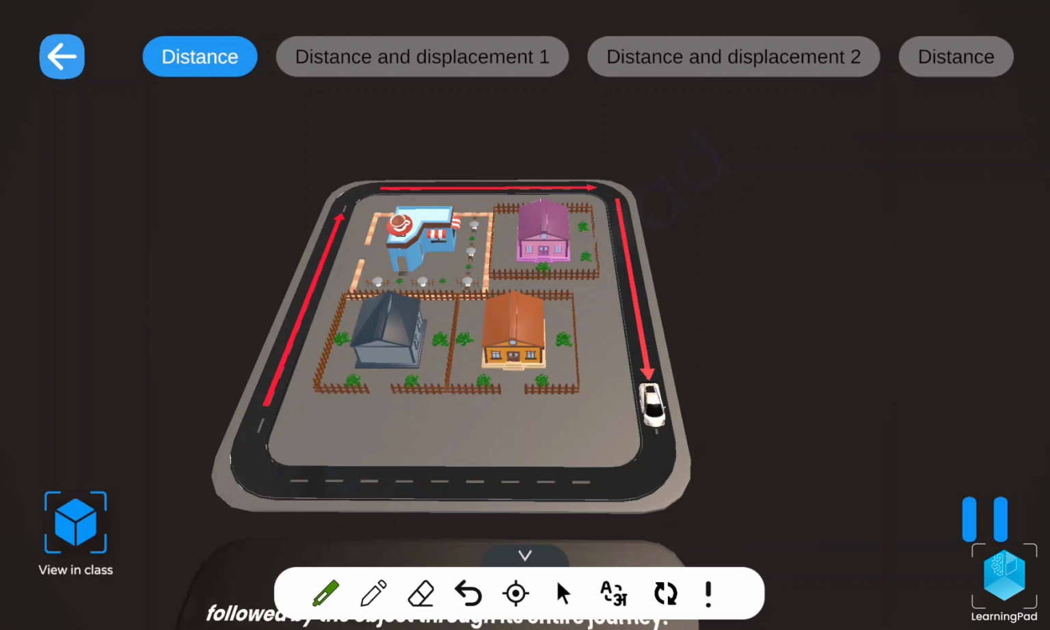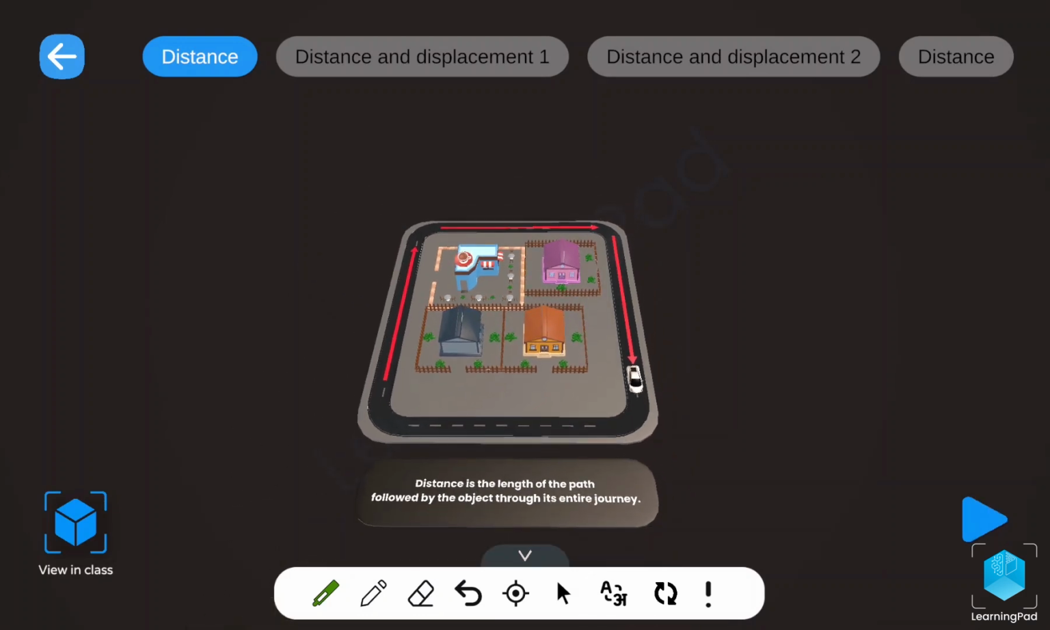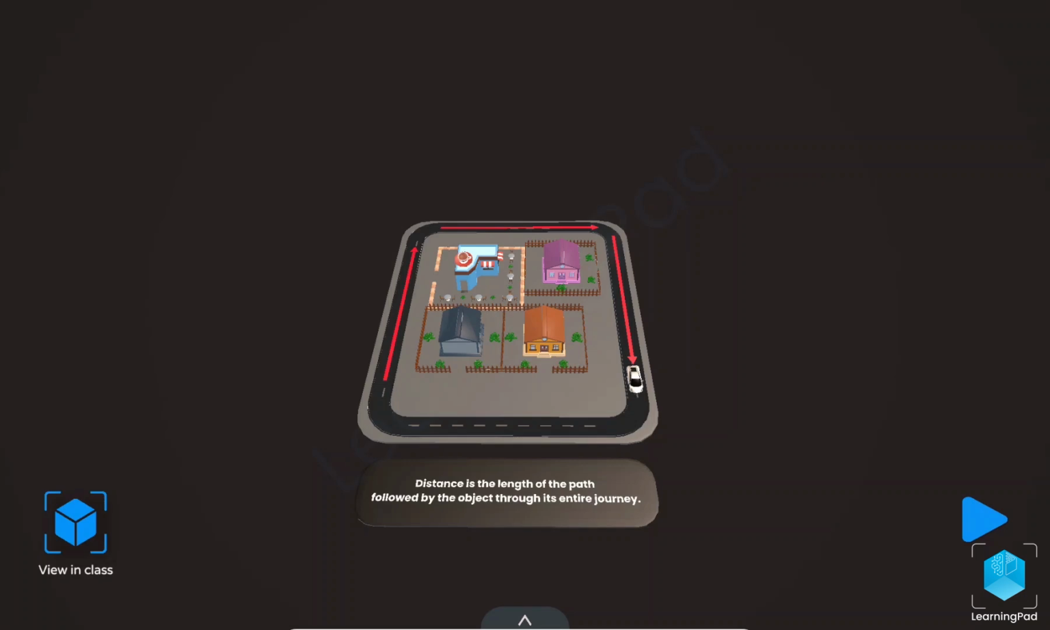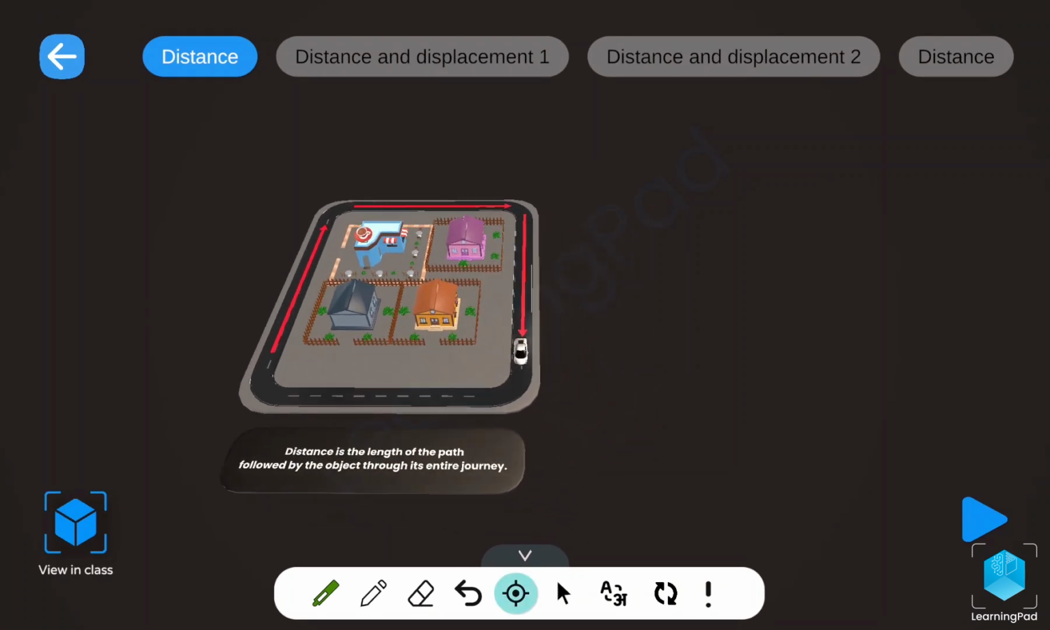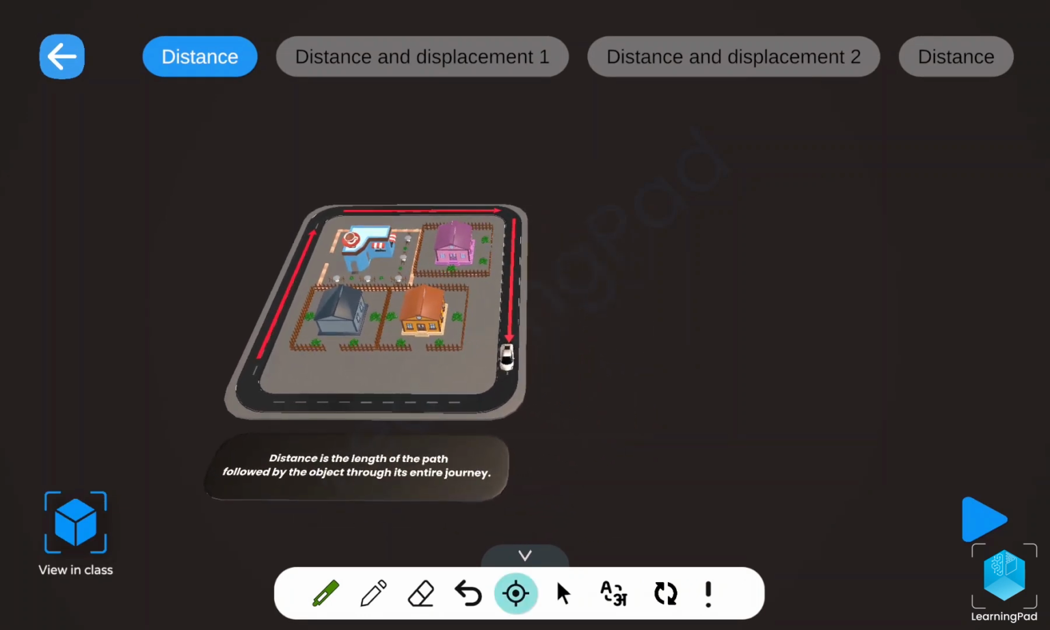Now here, as you can see students, distance is the total length of the path followed by the object throughout its entire journey. So it's the total length of the path. Let me show it to you here. Firstly, it started from this point. This was the initial point, right?